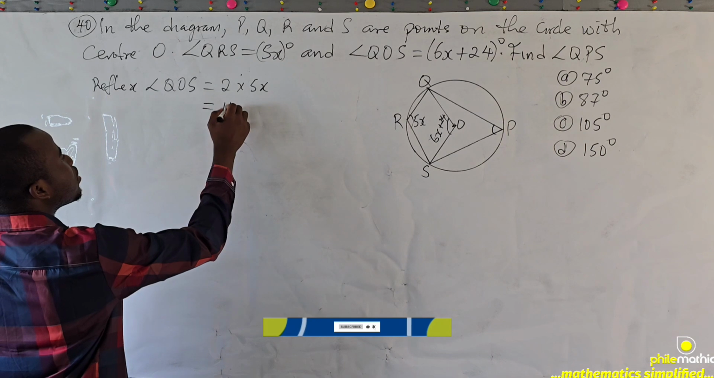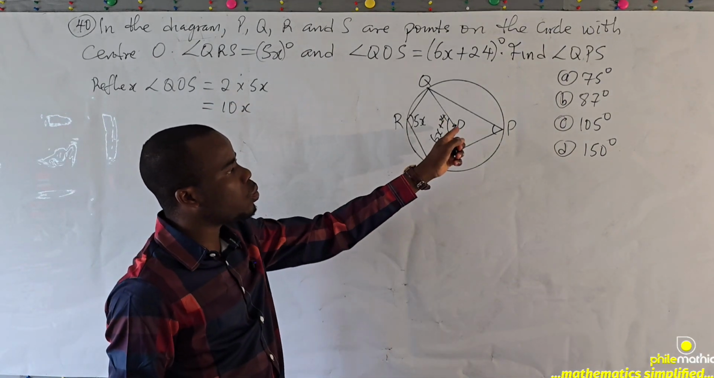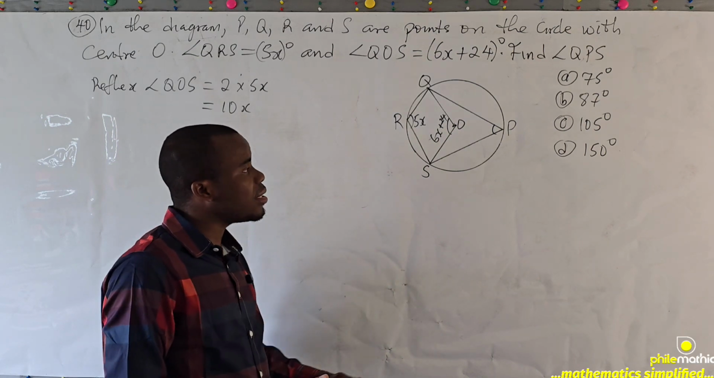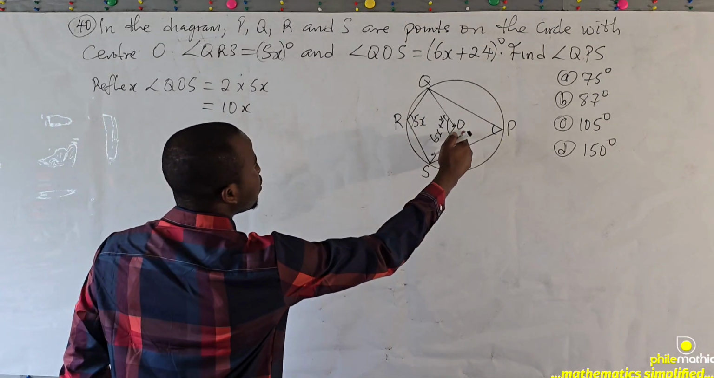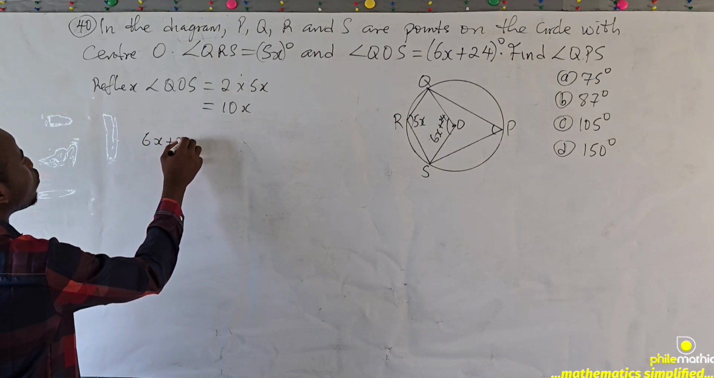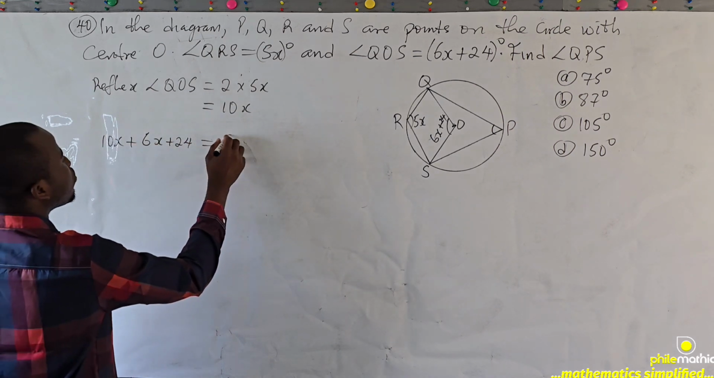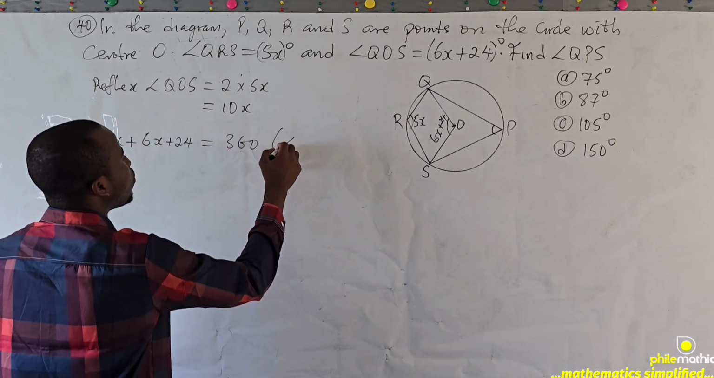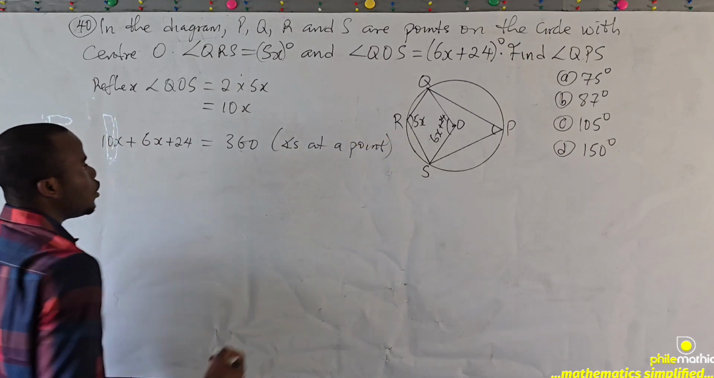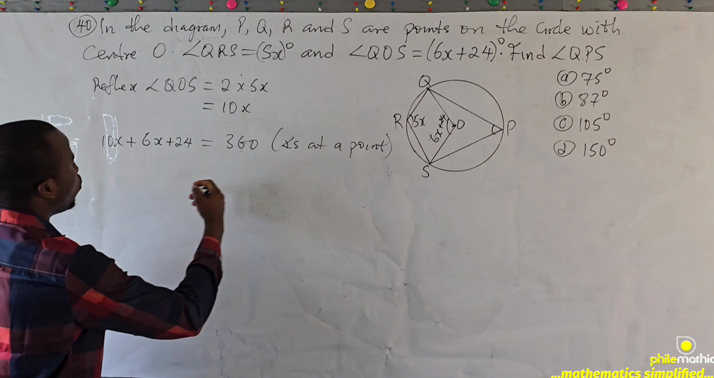This gives us 10x. And so if this is 10x and this is 6x plus 24, we know that angle at a point is 360 degrees. And so the sum of this and this should give 360. 6x plus 24 plus 10x should give 360 degrees. Angle at a point. It is theory, you are meant to be writing this down, but just to make it clear to you what we are doing.